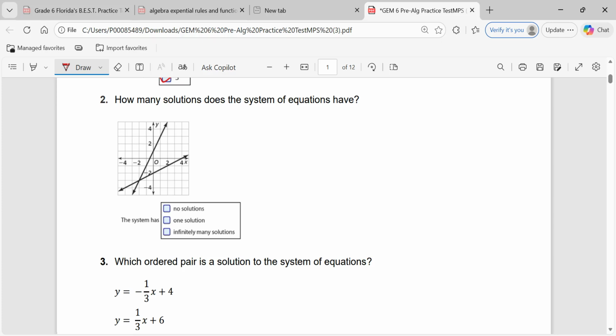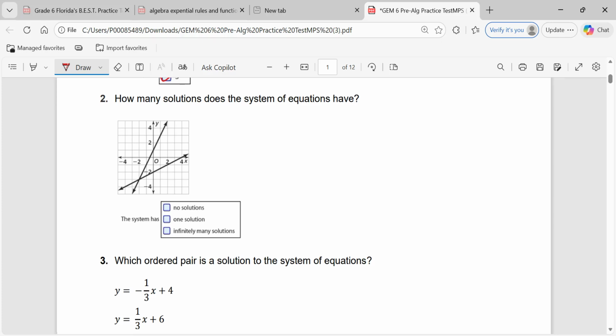Number 2 asks how many solutions does the system of equations have? Remember, a system of equations just means more than one linear function or linear equation at the same time. So if I graph both of them, you'll see here they are crossing one time. The solution to the system is that point where they cross, the point where they intersect. And so because it only crosses once, this is going to have one solution. If they want to know what that solution is, it would be -2 and -3.